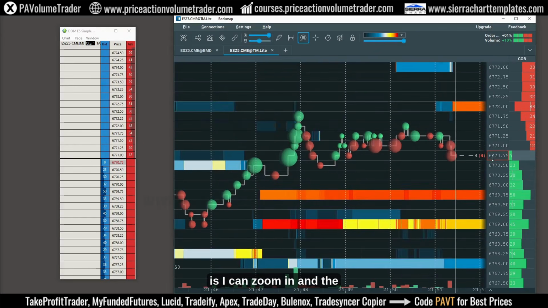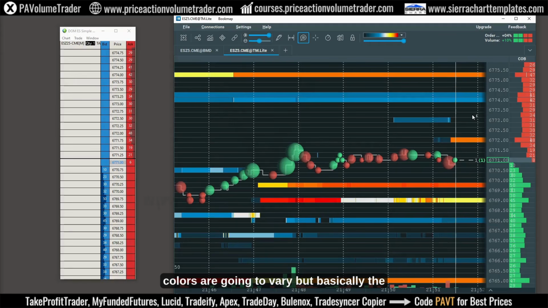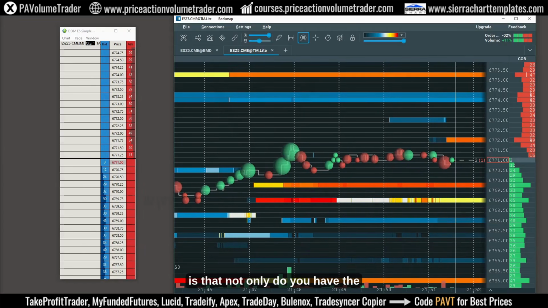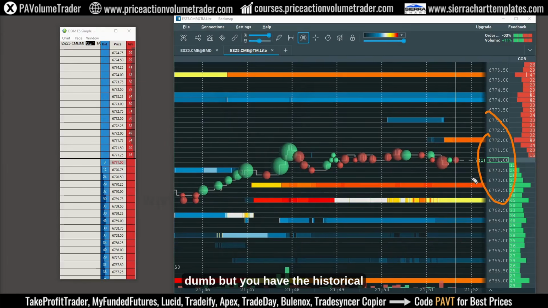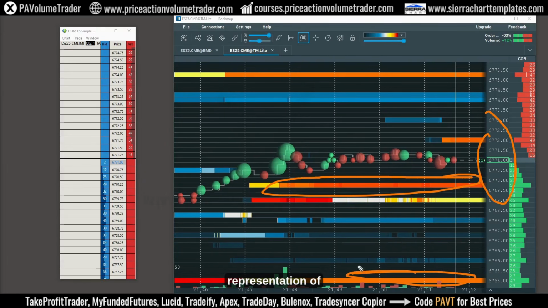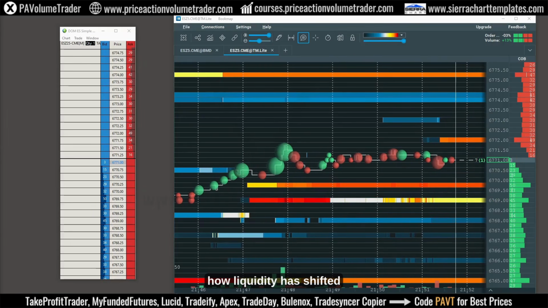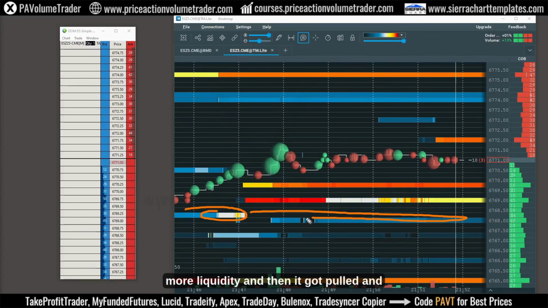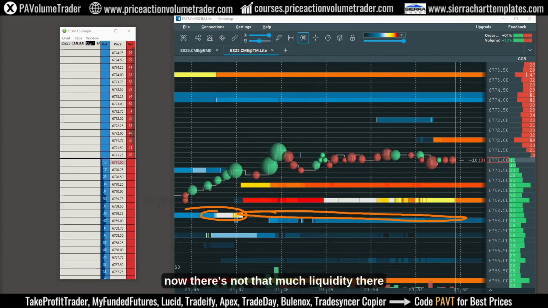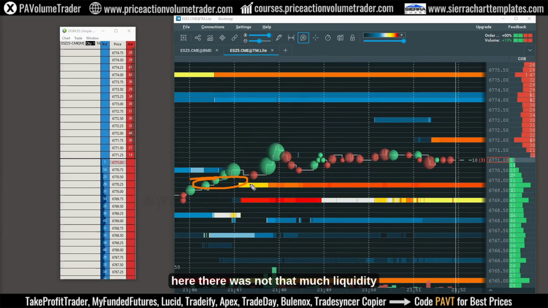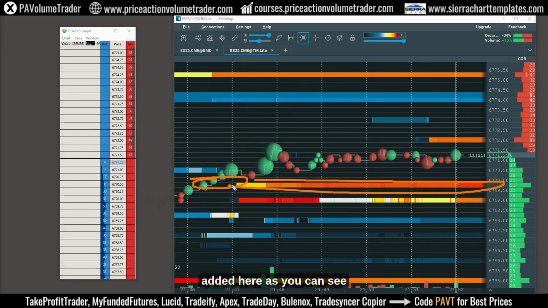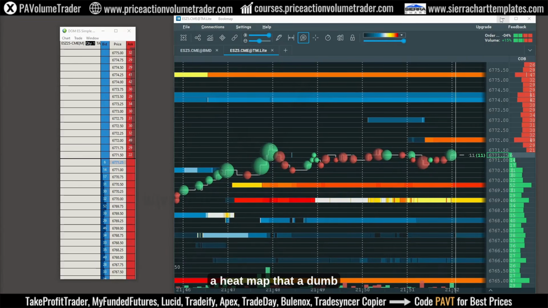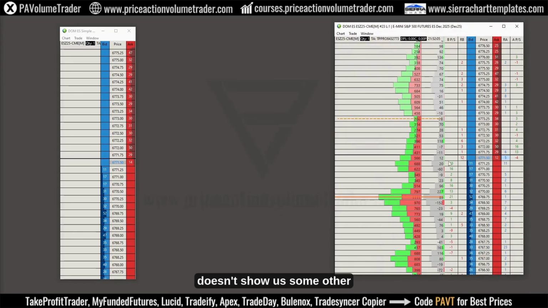If I change this, you can see it's going to vary depending on what the price level is. I can zoom in and the colors are going to vary, but basically the advantage of a heat map over a DOM is that not only do you have the DOM, but you have the historical representation of how liquidity has shifted, okay? For example, here we had a little bit more liquidity and then it got pulled, and now there's not that much liquidity there. Here there was not that much liquidity, and then we started getting liquidity added here, as you can see, okay? So that is the advantage of a heat map that a DOM doesn't show us.